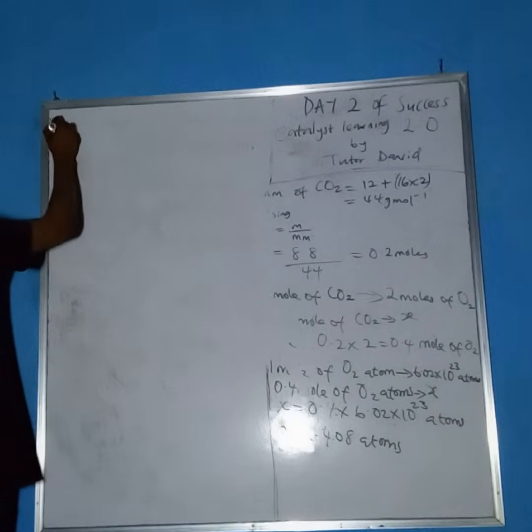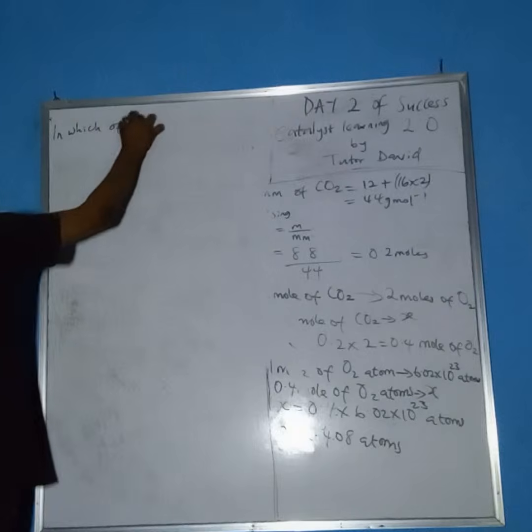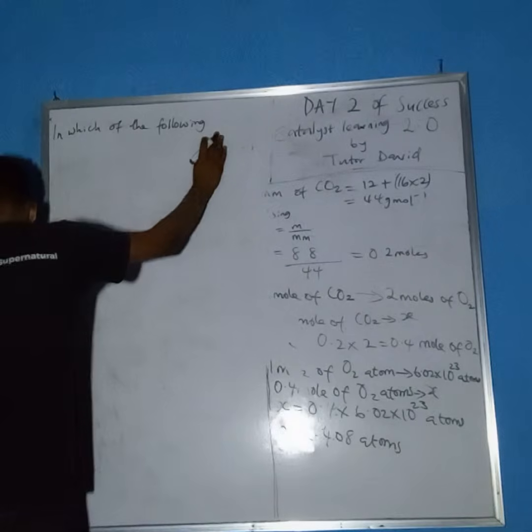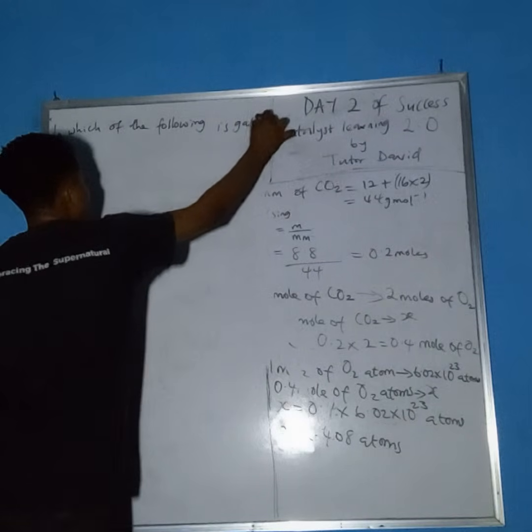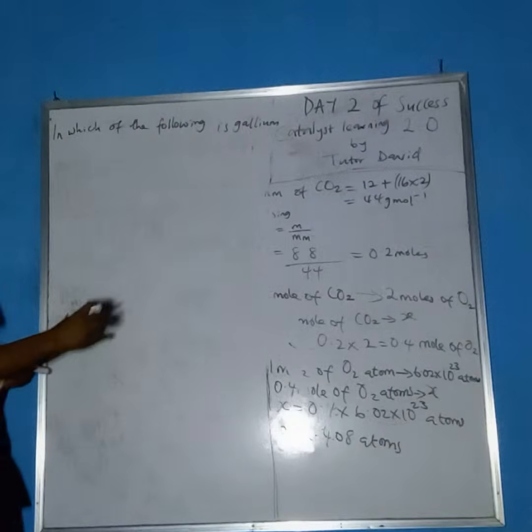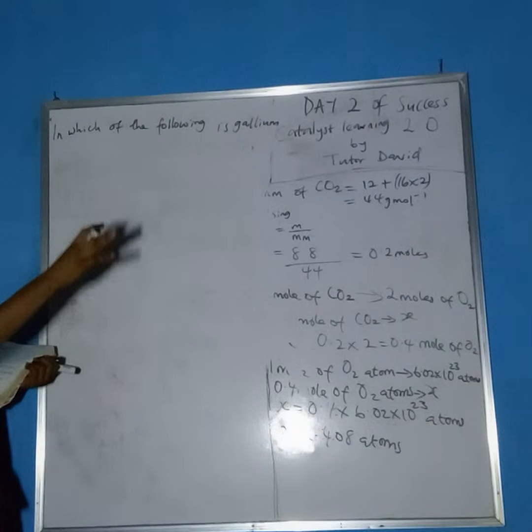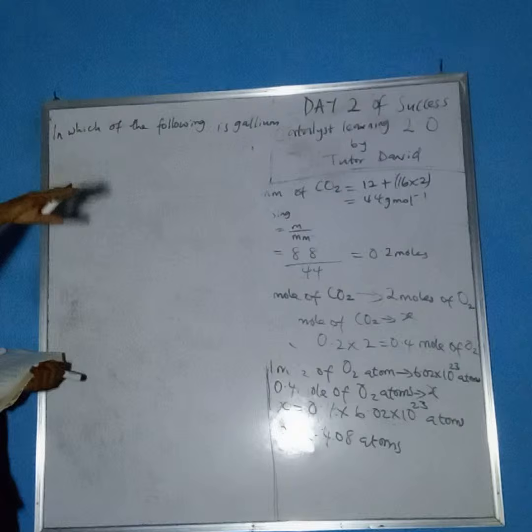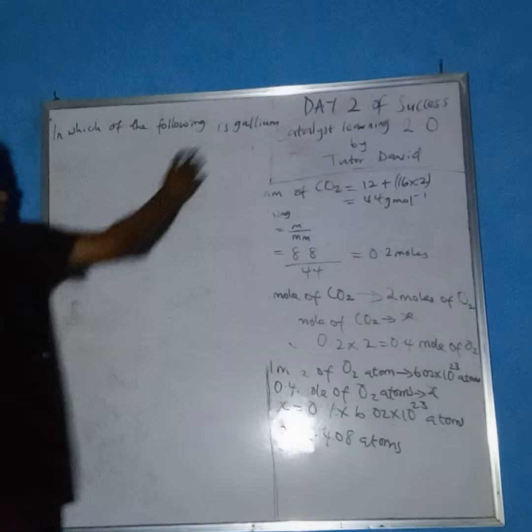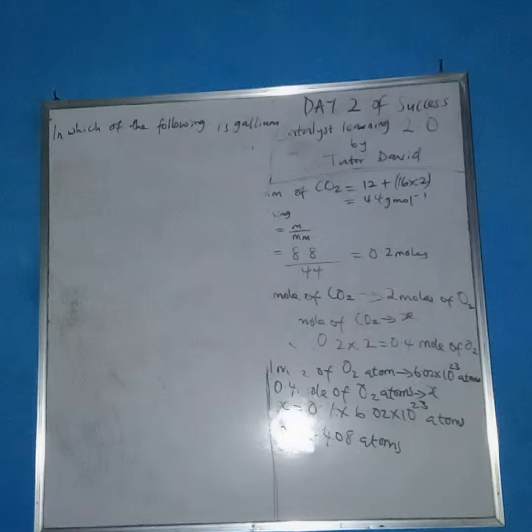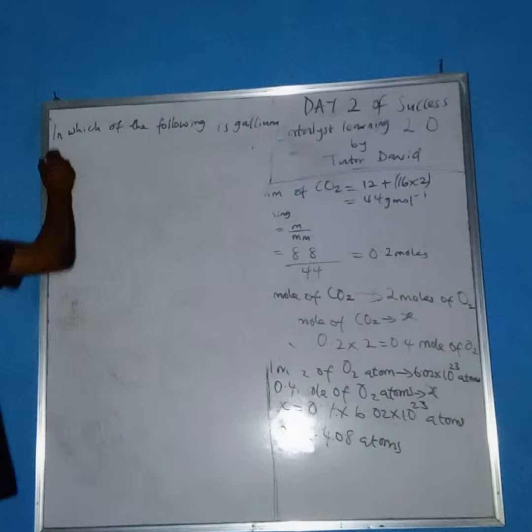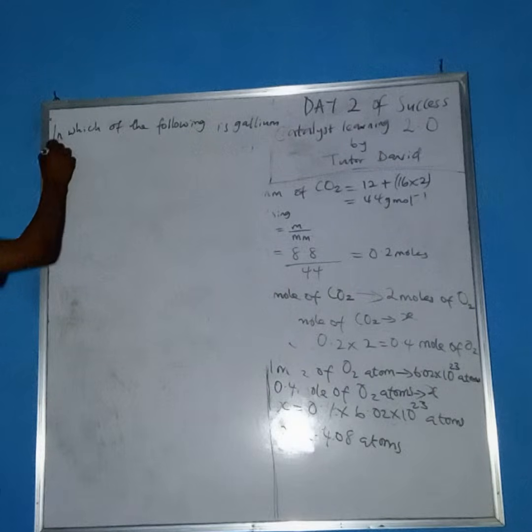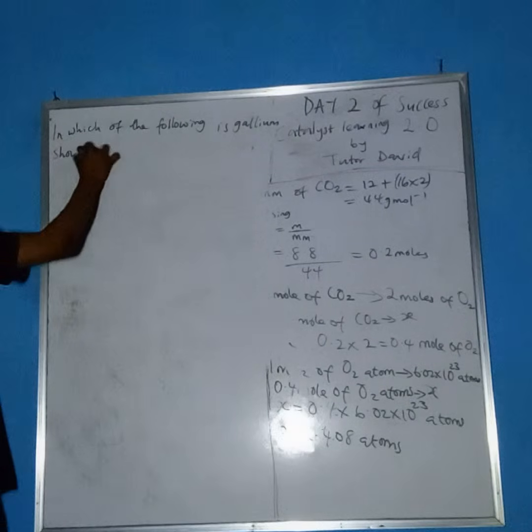In which of the following is gallium? Gallium is a metal. I know it's not very common to you guys. It's actually the 31st element in the periodic table, after zinc, copper, nickel, before germanium. Then they said, in which of the following is gallium showing an oxidation number of +3?